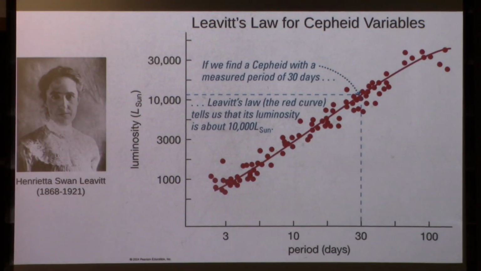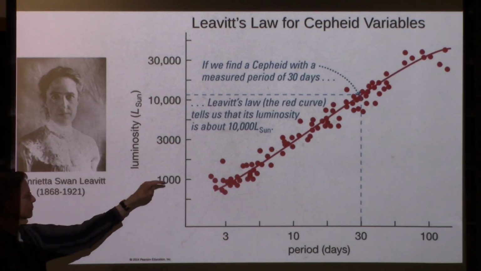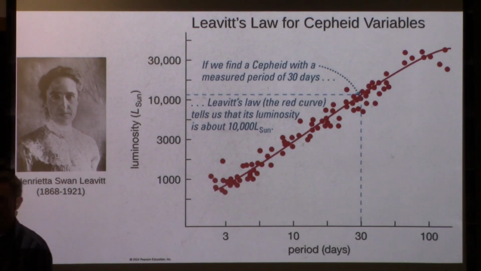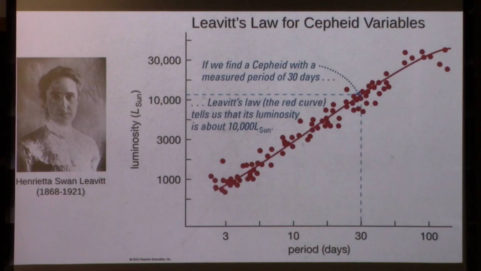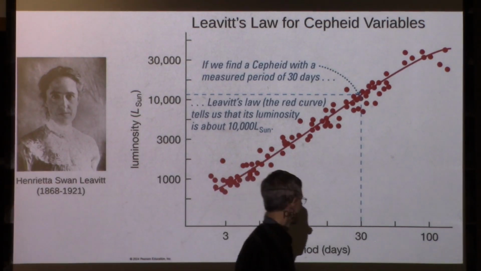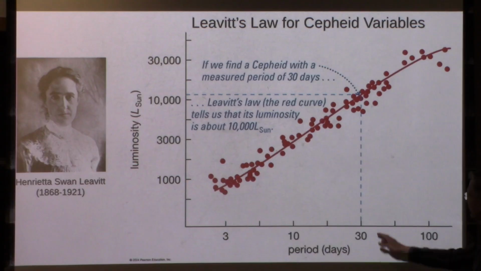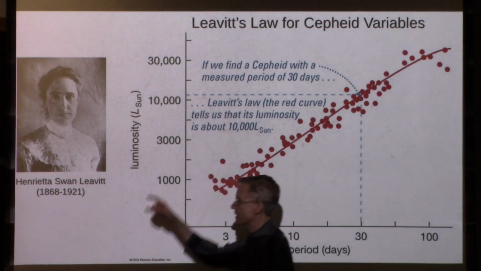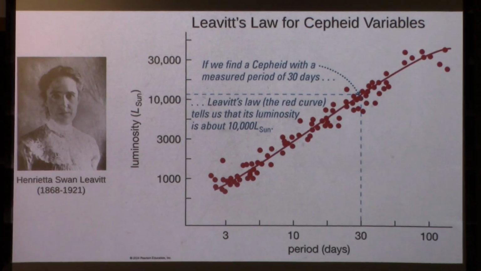And so that means if we can find, and they're very luminous, right? So this is, in terms of the sun's luminosity, 1,000, 3,000, 10,000, 30,000 solar luminosities. That's bright enough to see in other galaxies. And so you can find a Cepheid in some other galaxy, and you carefully measure that it's going from brightest to dimmest to brightest again every 30 days, and you look on your handy relationship here and you say, oh, it's a bit more than 10,000 times the sun's luminosity.